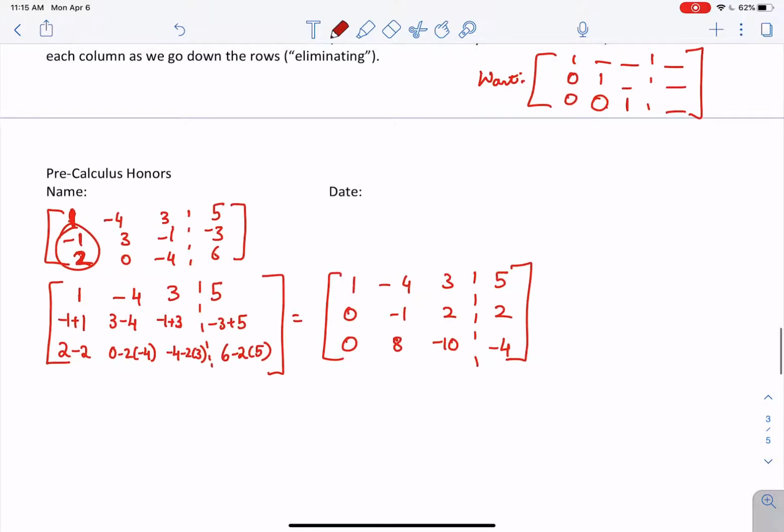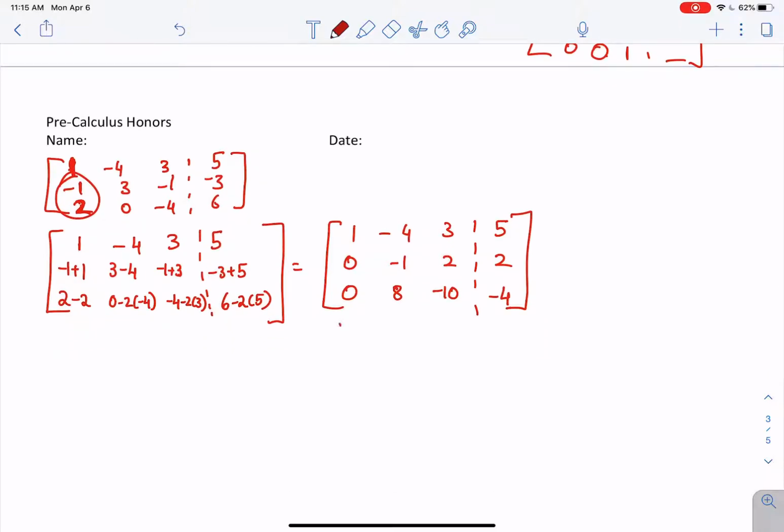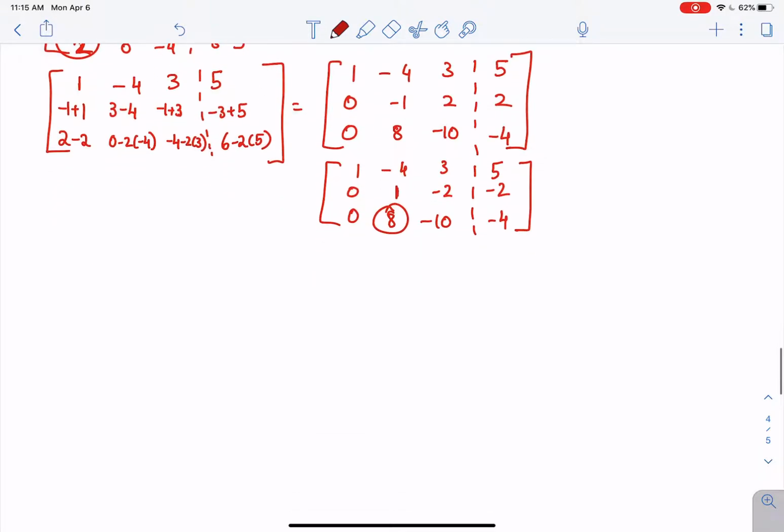Now we need to make the second row a 1. Right now it's a -1. So we're going to change that. Just multiply the second row by a -1. So that becomes a 1, this becomes a -2, this becomes a -2. Next step, we want this to be a 0. So I'm going to keep all of this the same. But now I want to get rid of the 8, which means I need to subtract off 8 times the second row.